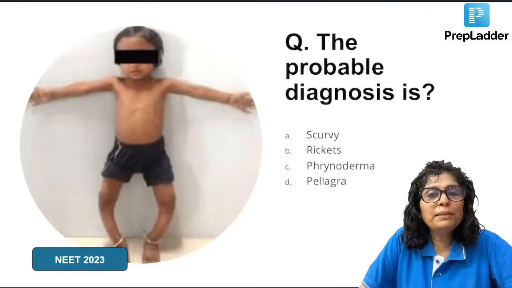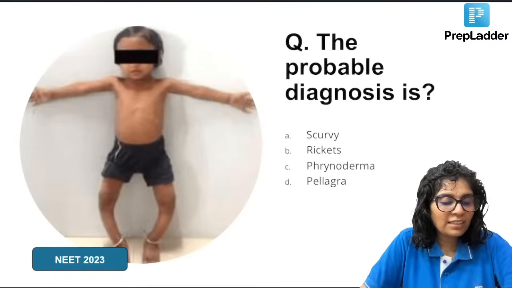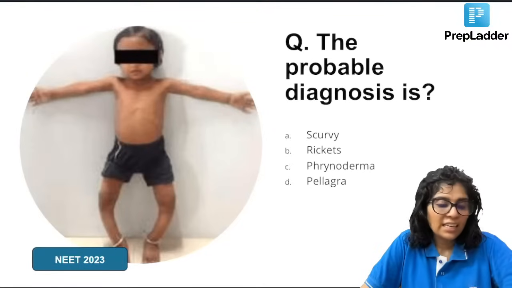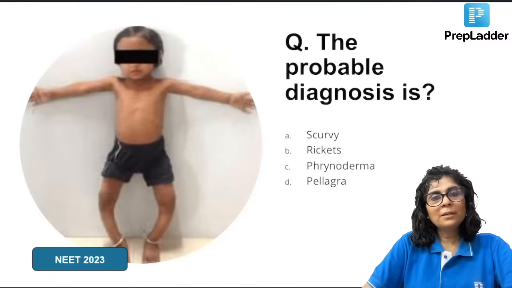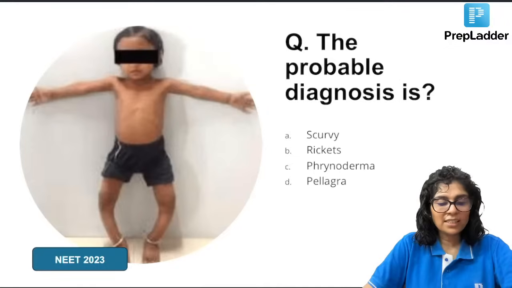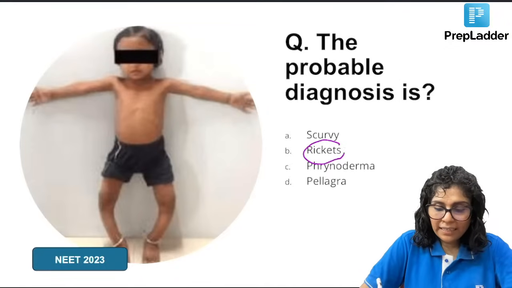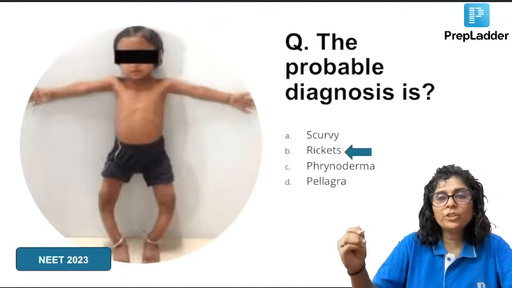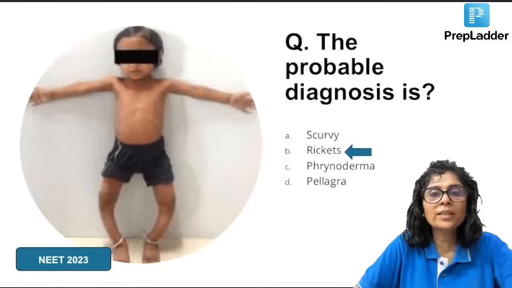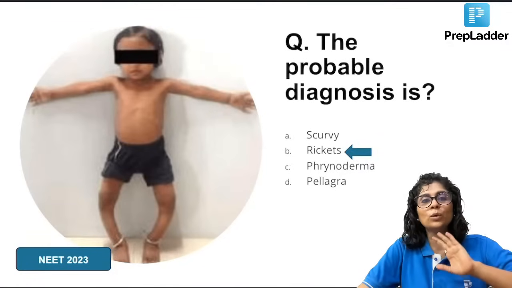A very simple MCQ, NEET 2023. Can you all answer this? Yes, AML M3 responds to all-trans retinoic acid. Answer this, please. Bowlegs, rickets, vitamin D deficiency. Such a simple MCQ was asked in NEET PG 2023, making you answer this question quickly.